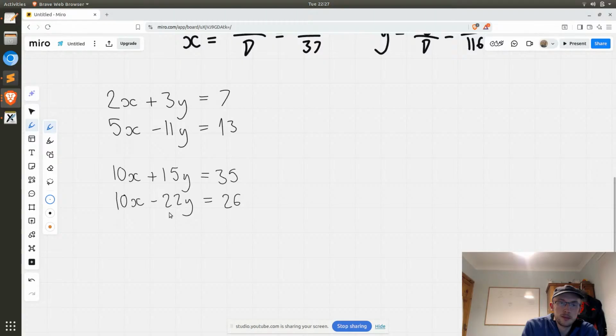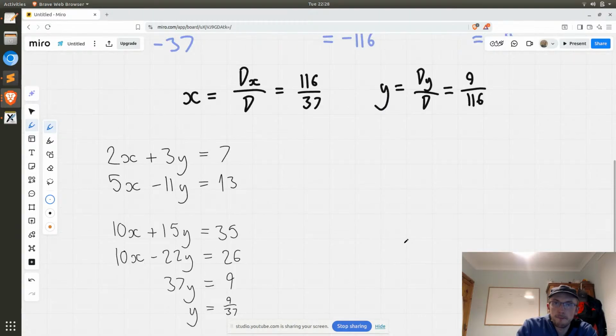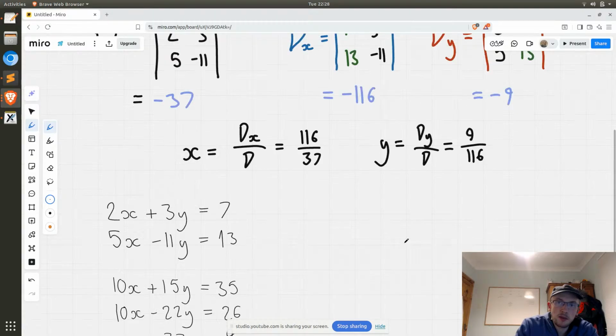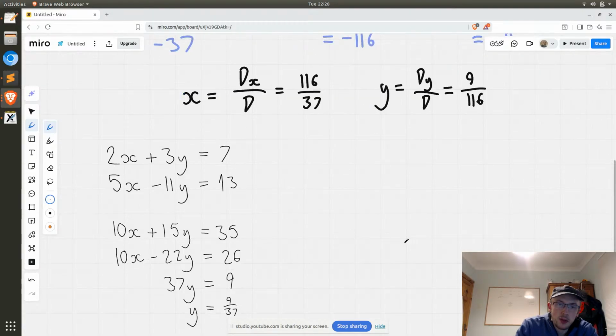So 15 minus 22 is 37. 35 minus 26 is 9. And so y is 9 over 37. Let's see if we're in agreement. Darn it. So I may have misremembered how this rule actually works, because definitely I did that right. Didn't I? Yes. Right, so I have to check.